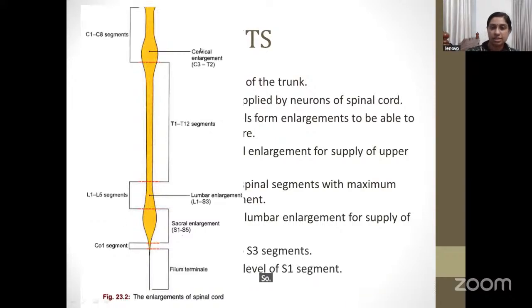So this is the cervical enlargement, that is from the level C3 to T2. And the lumbar enlargement is seen in relation to L1 to S3. And there is a sacral enlargement from S1 to S5 region.